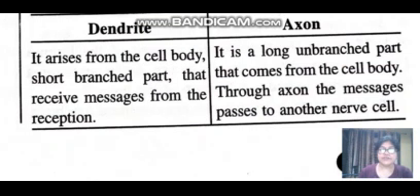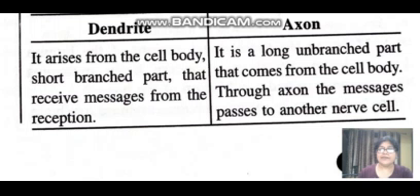Now the next differentiation, which is very important for the lesson on control and coordination. What is the difference between dendrite and axon? These are two different parts which are situated in the neurons, that is, in the nervous system. As you can see on your screen, dendrites arise from the cell body and are short, branched parts. So dendrites arise directly from the cell body of the neuron. These are short and branched.